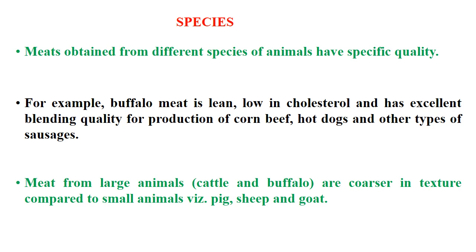Meat obtained from different species will be different and specific to that particular species. For example, buffalo meat will be lean and low in cholesterol, with excellent blending quality for production of different types of products or sausages. Whereas meat from large animals like cattle and buffalo is more coarse in texture. We have discussed it in the last lecture. Whereas meat from other animals like pig, sheep and goat is comparatively less coarse. So these are the differences between the species of meat. Even color will be a little different, and flavor also sometimes has specific changes due to the species.